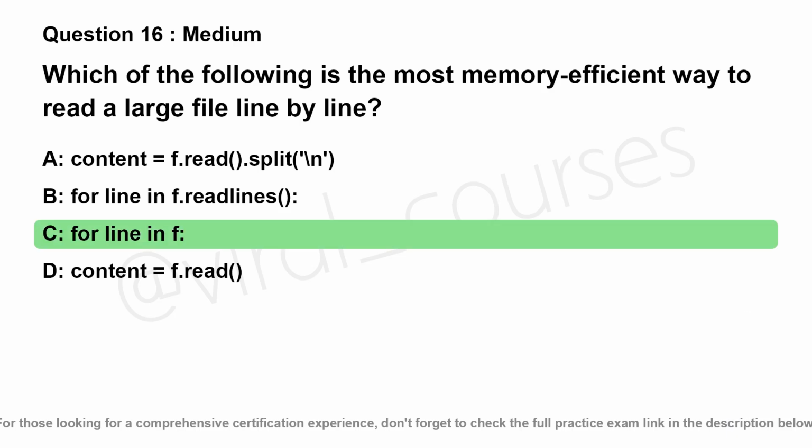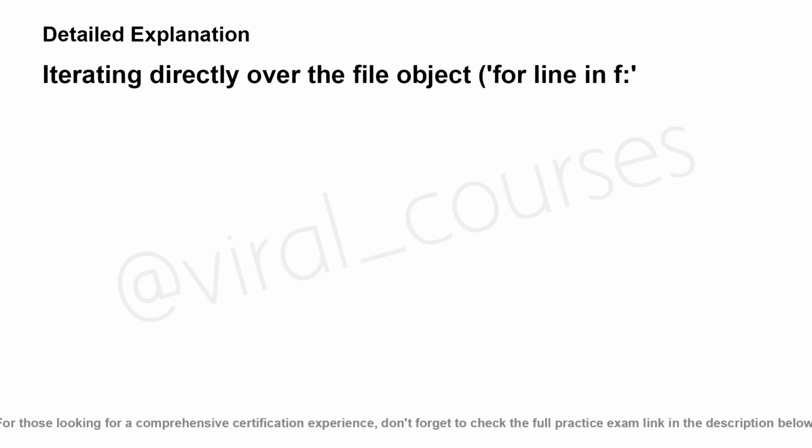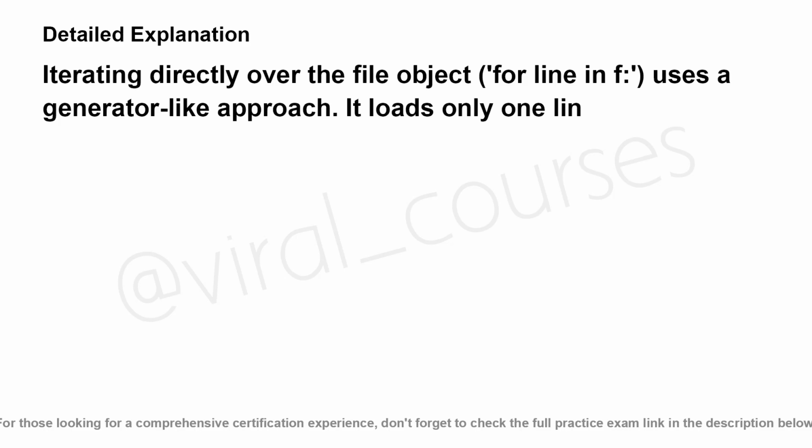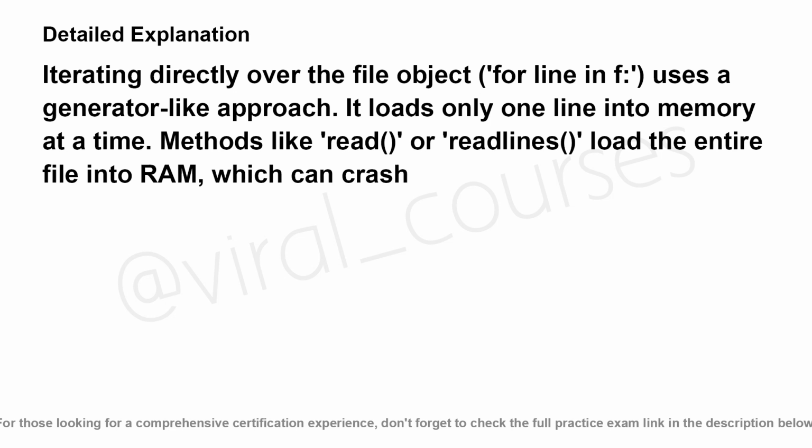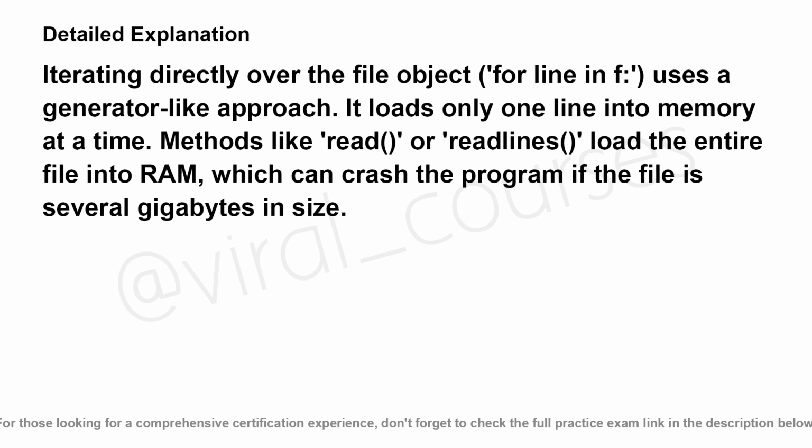The correct answer is C. Iterating directly over the file object, for line in f, uses a generator-like approach. It loads only one line into memory at a time. Methods like read or readlines load the entire file into RAM, which can crash the program if the file is several gigabytes in size.